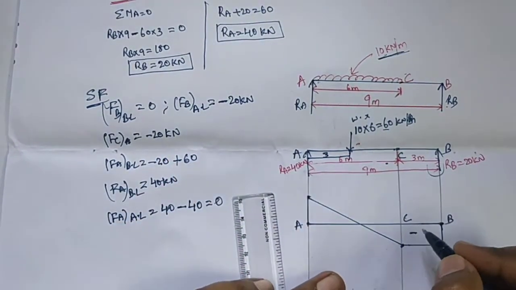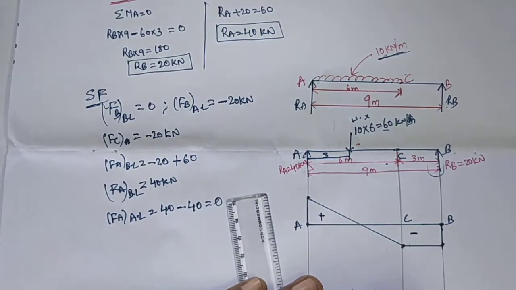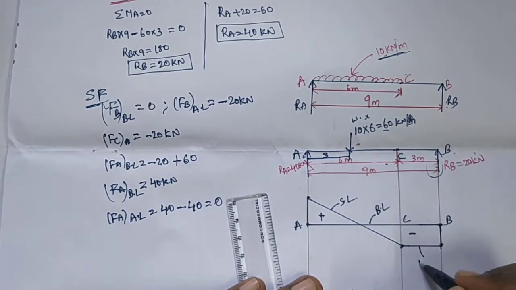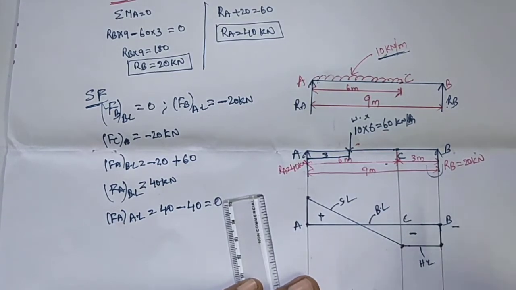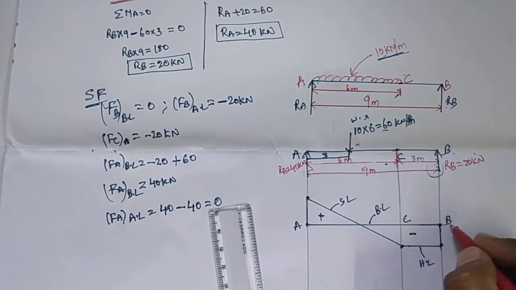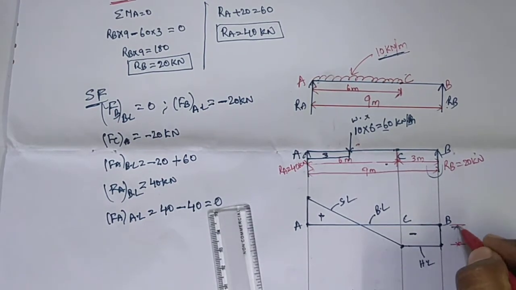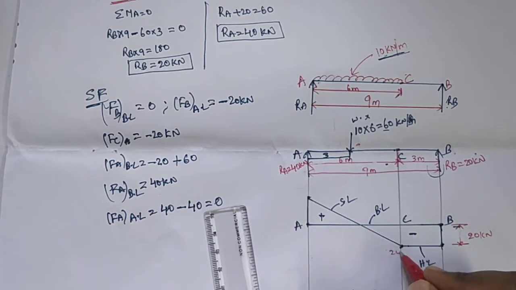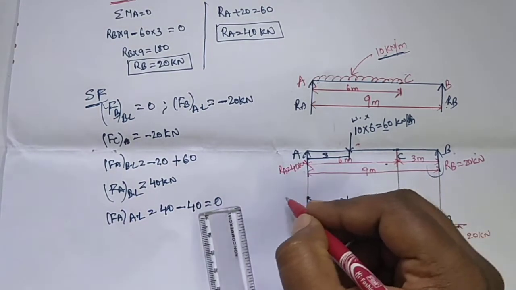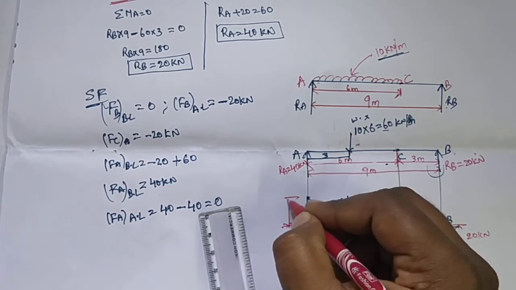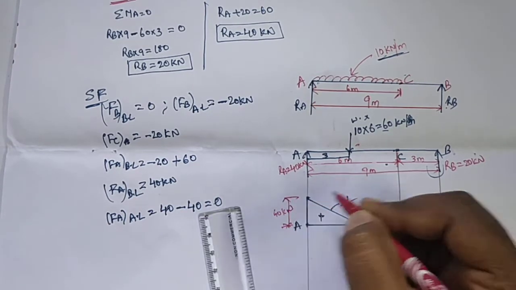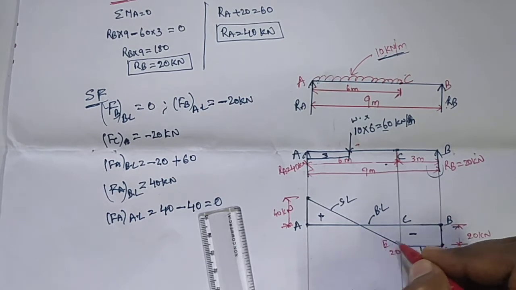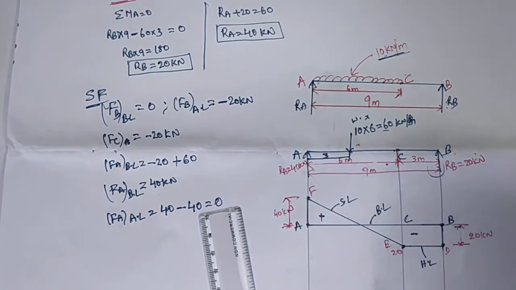It is the minus value and this one is positive. It is the baseline, and it is a straight, horizontal line. This value is 20 kilonewtons, and this one is 20, and this one is 40. Okay, it is point B, C, D, E, and this point you can take as F.